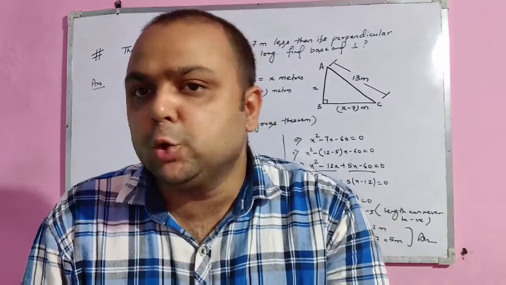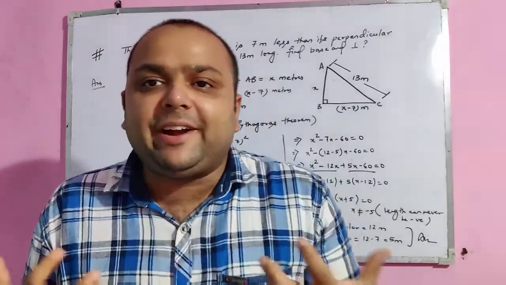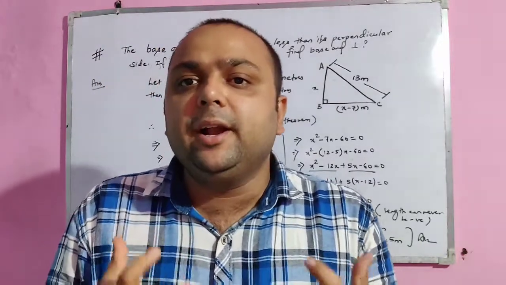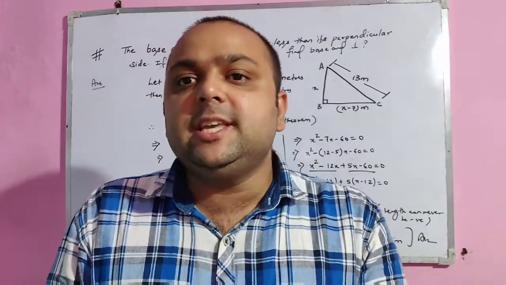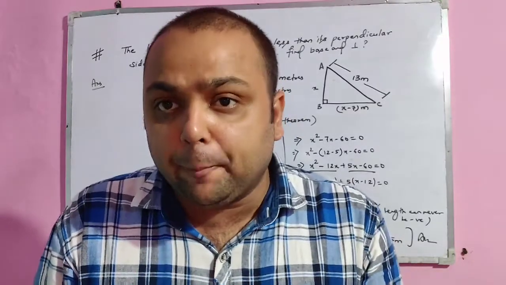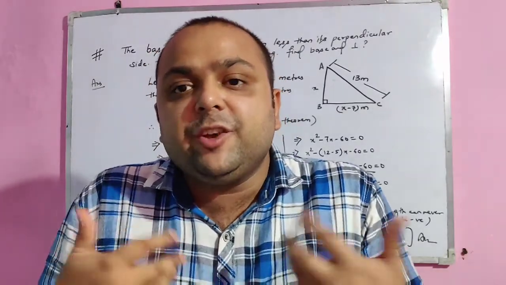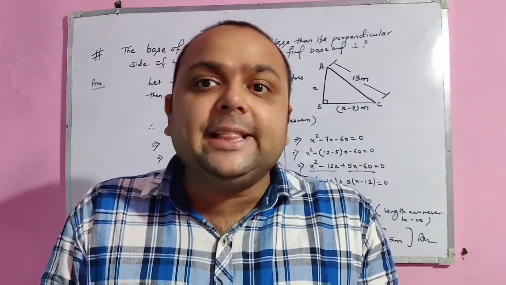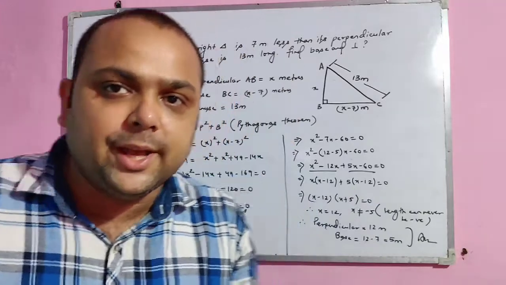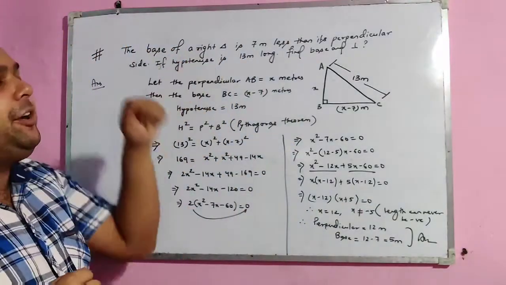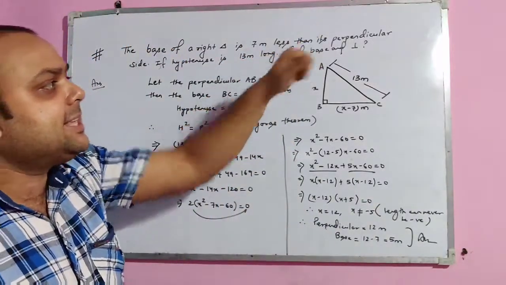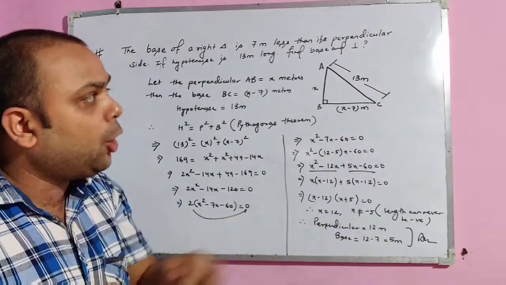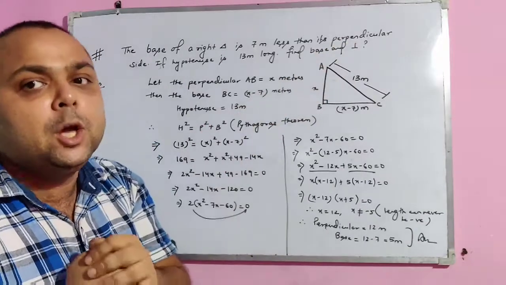In the previous question we discussed how to factorize a quadratic equation using the concept of middle term split. Now we see a word problem related to the topic quadratic equation, in which we are going to use the concept of factorization, that is splitting the middle term. We have a question here. The base of a right triangle is 7 meter less than its perpendicular. If hypotenuse is 13 meter long, find base and perpendicular.